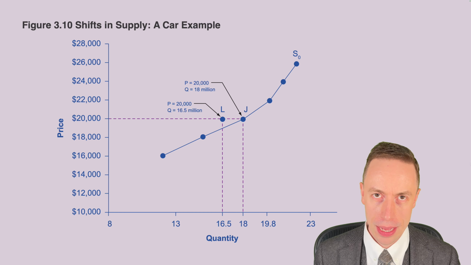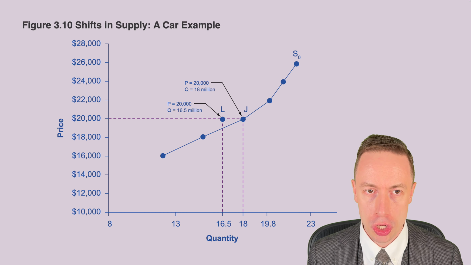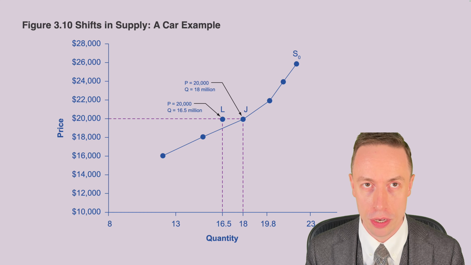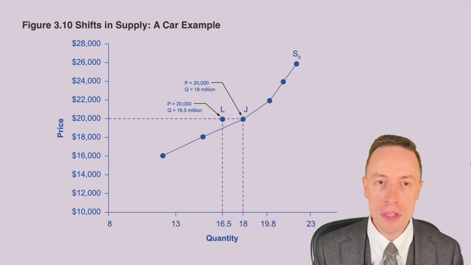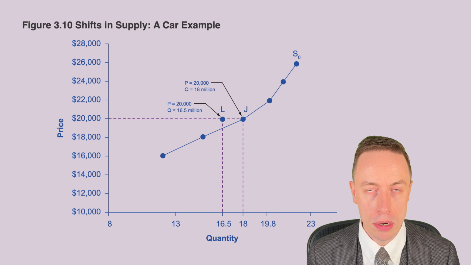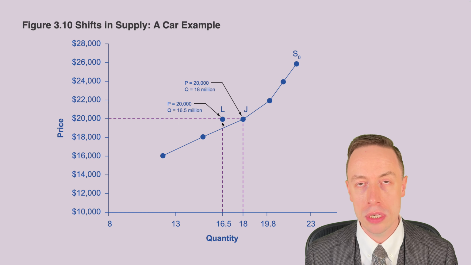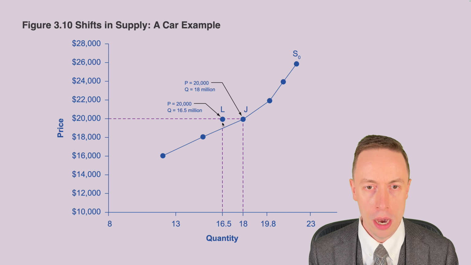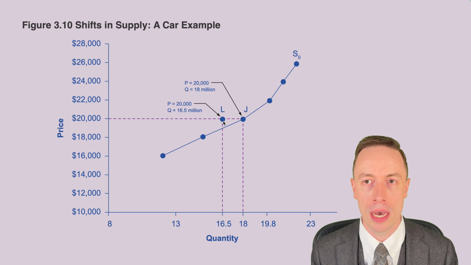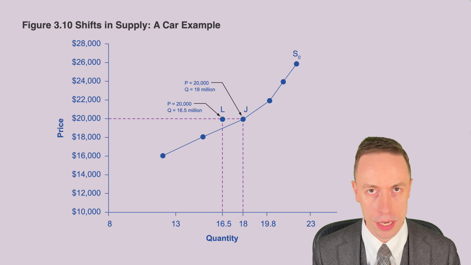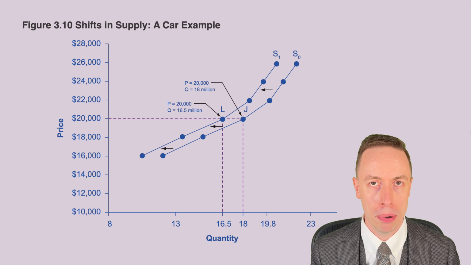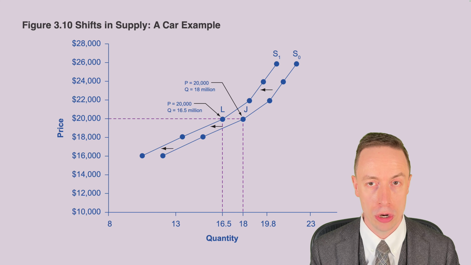So for example, let's say making cars becomes more expensive. Price of steel goes up. Now, even at the $20,000 price point, our car makers might only be willing to sell 16.5 million cars, a point L that lies outside of our original supply curve. Apply it up and down the entire supply curve, and now we're looking at a decrease in the supply of the product. Again, notice that's a leftward shift, not down.